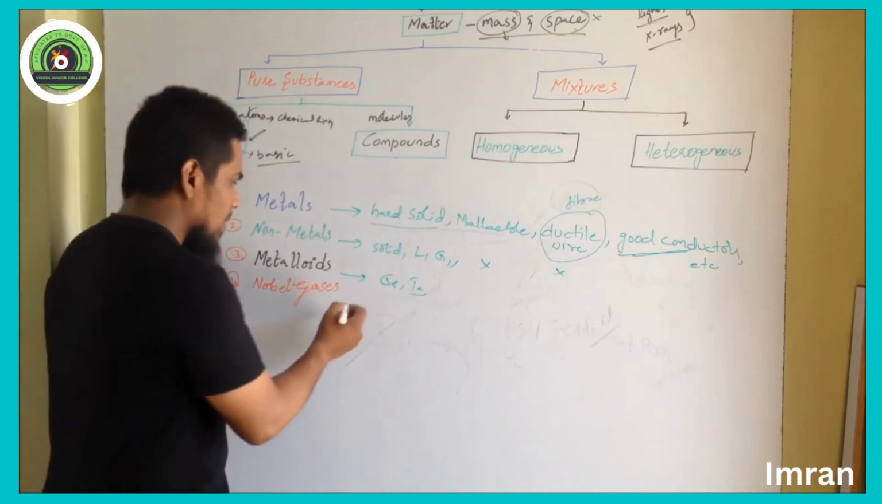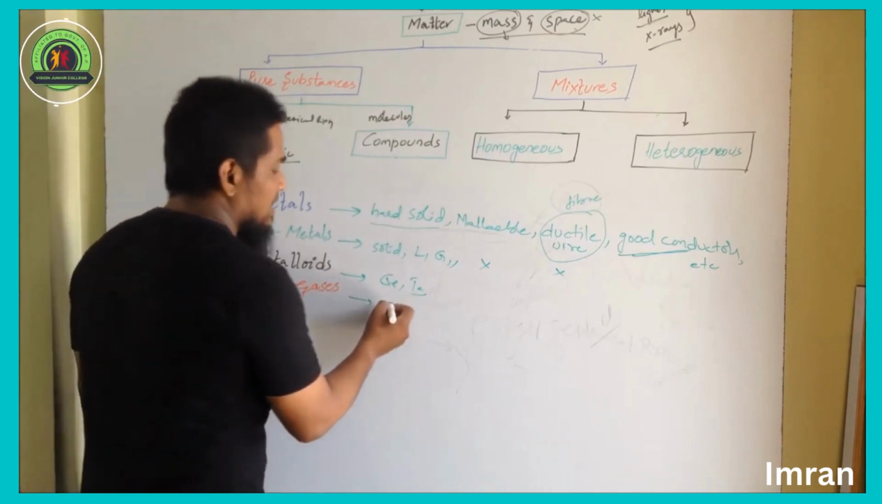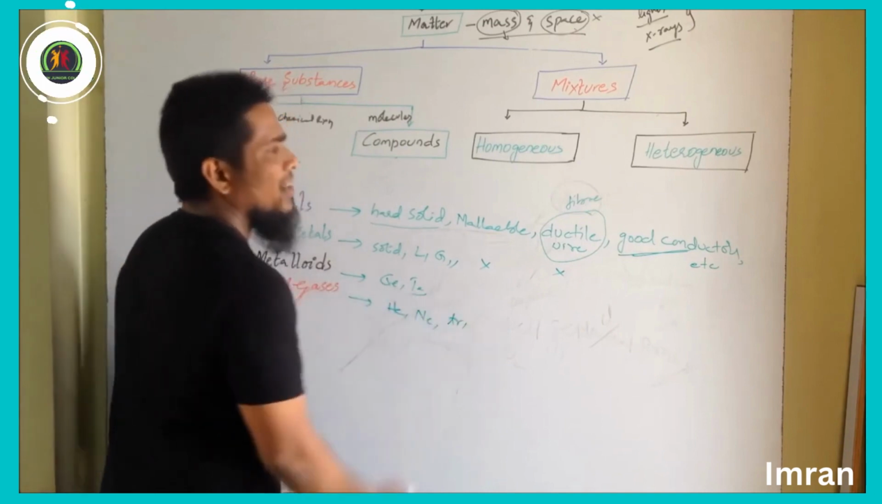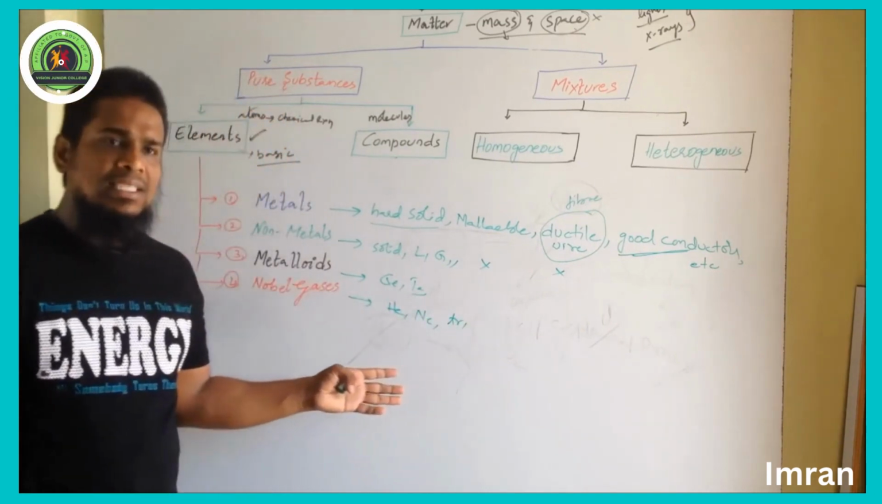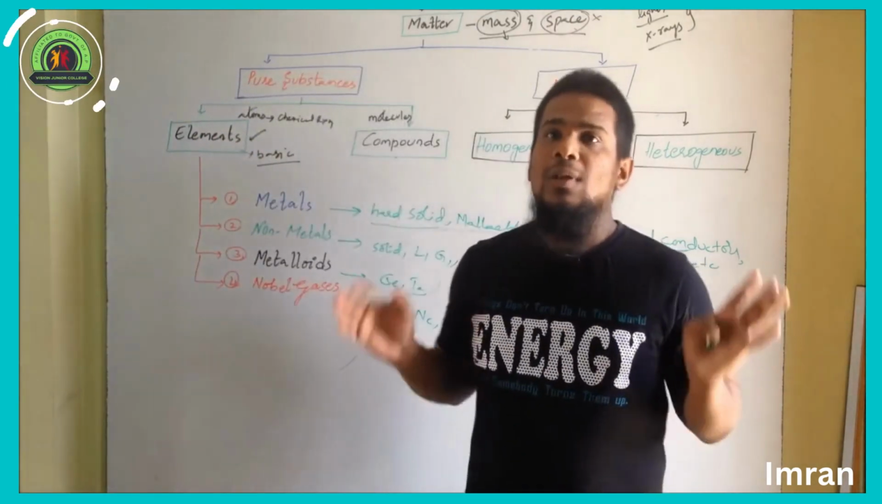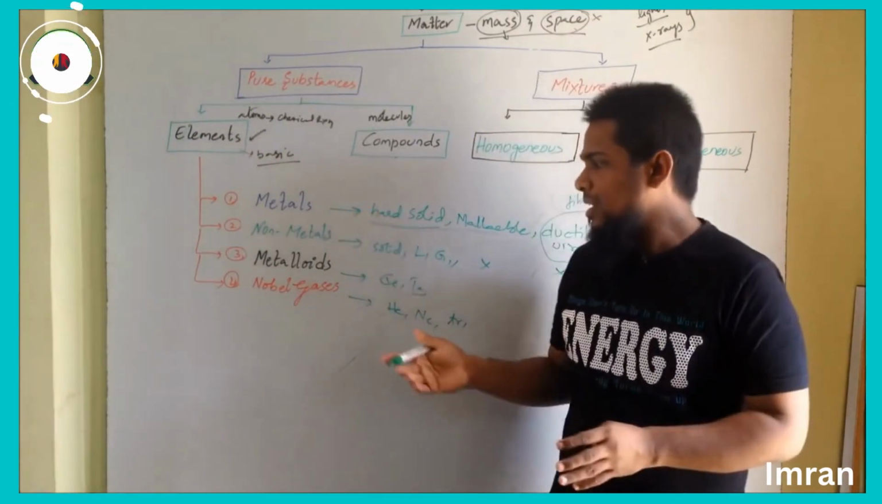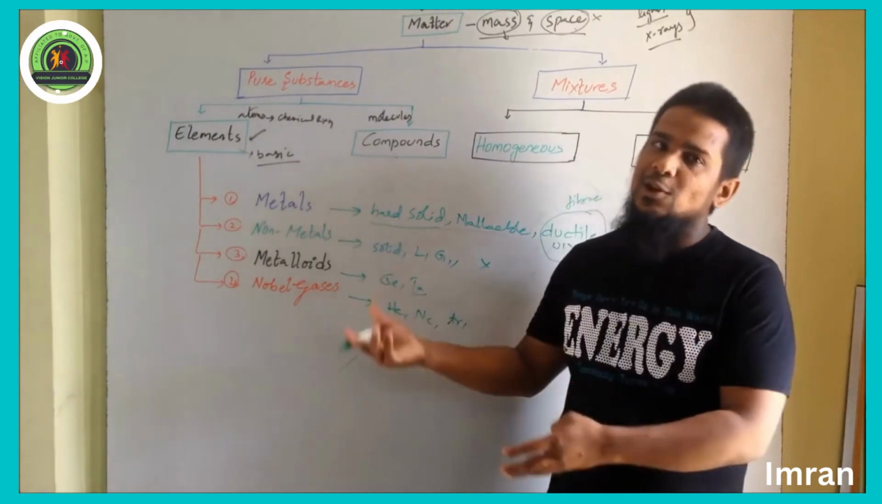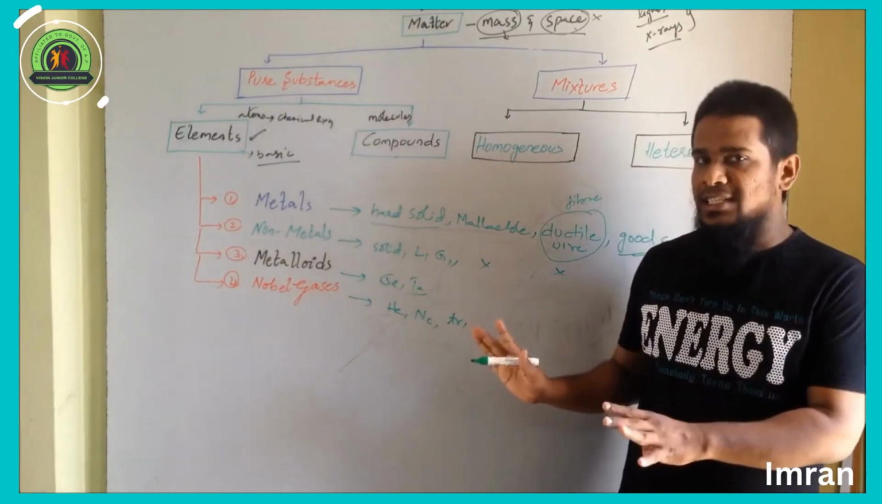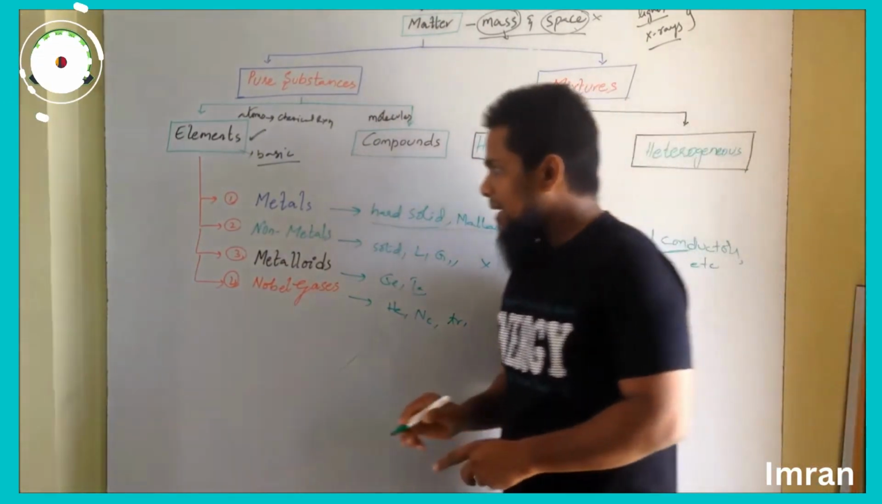Next, noble gases. Noble gases are, for example, helium, neon, argon, krypton, xenon, radon, etc. Why are we calling them noble gases? Because they are noble. They are aloof. They don't interfere with other atoms. They don't interfere with other compounds. So they are inert to any reaction. Therefore, they are called noble gases.